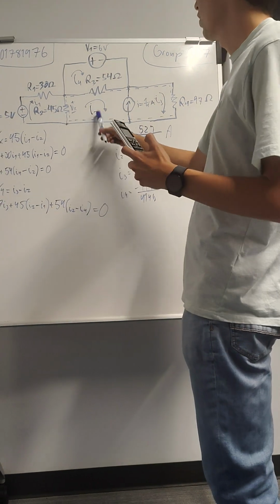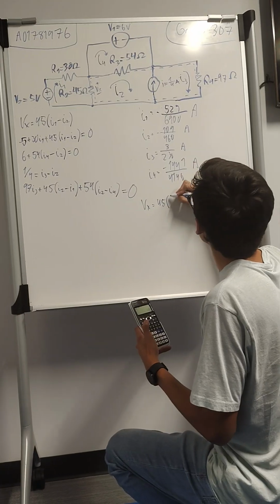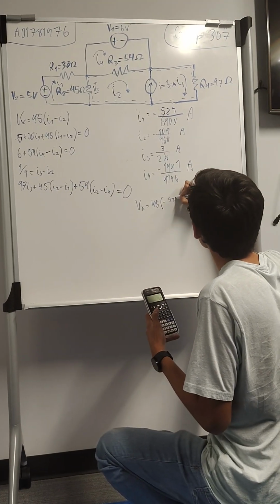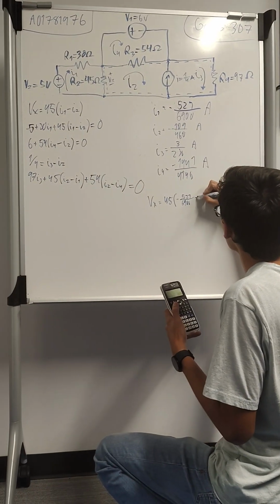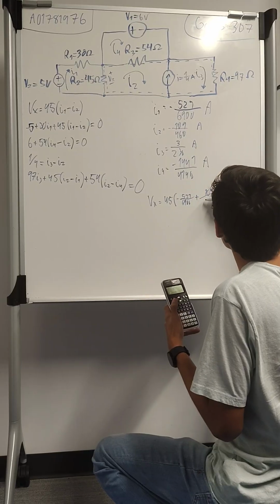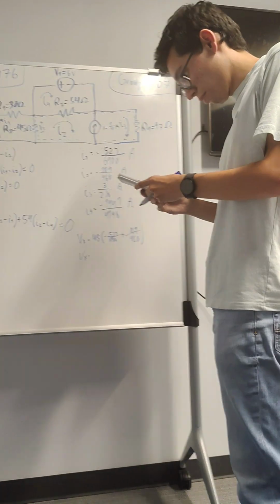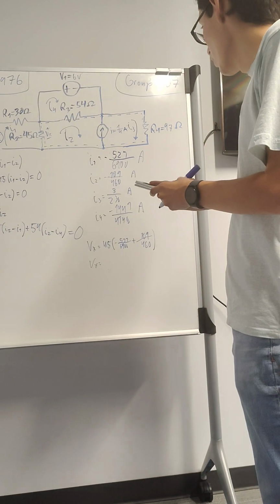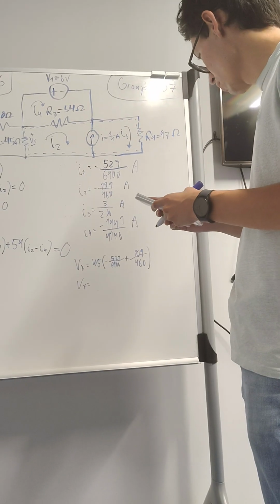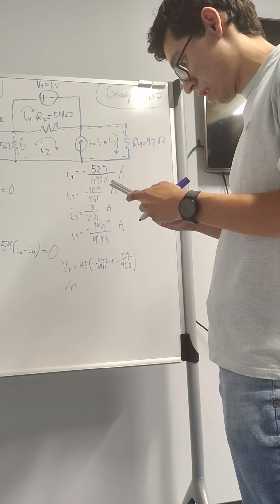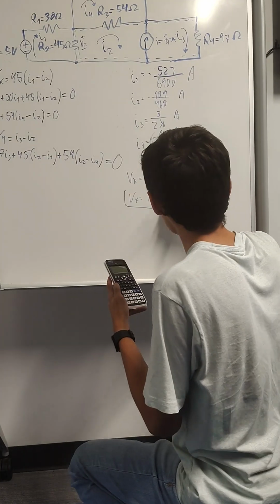So first off, I'm going to calculate Vx. So we have Vx equals 45 times I1, so negative 521 over 69,000, minus I2, and it's negative, so plus 109 over 460. And we get that Vx is equal to, let me calculate it. We get 7.265 volts. So first question answered.